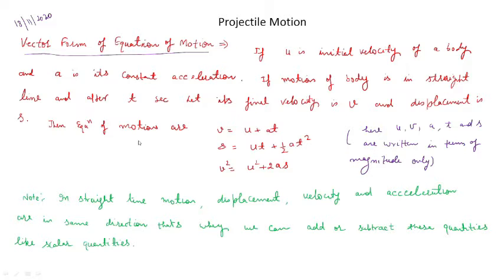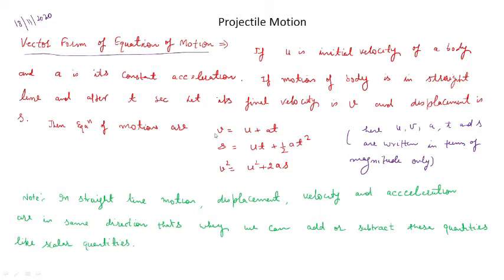Hello everyone, today we will discuss the vector form of the equations of motion. If u is the initial velocity of a body and a is its constant acceleration, and after t seconds its final velocity is v and displacement is s, and the motion is taking place in a straight line, then the equations of motion are written as v equal to u plus at.